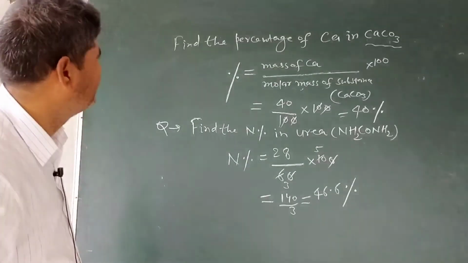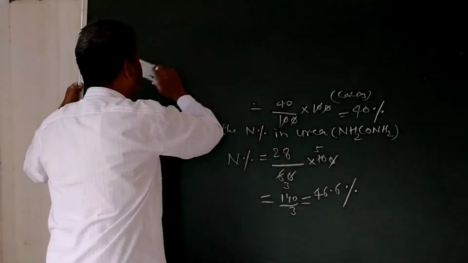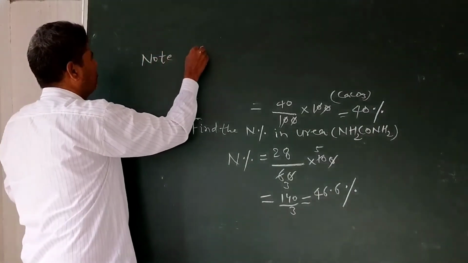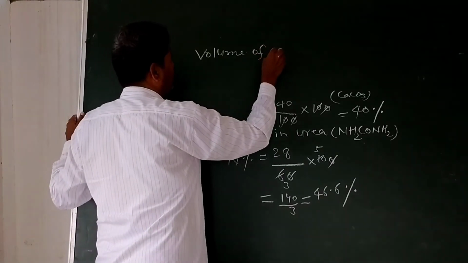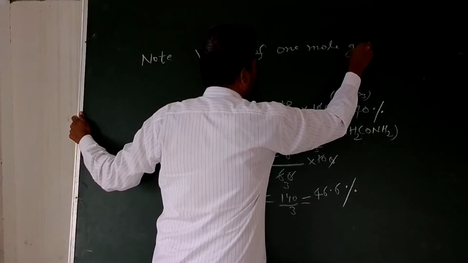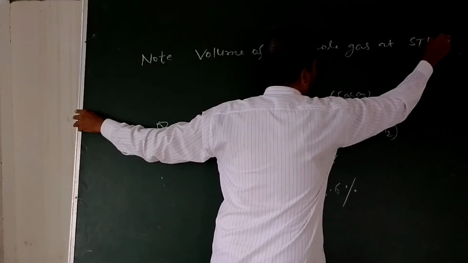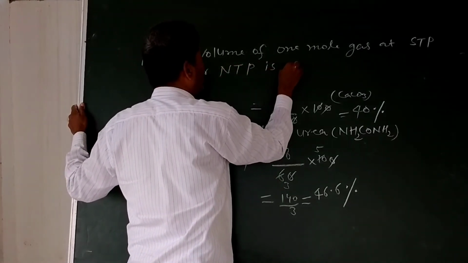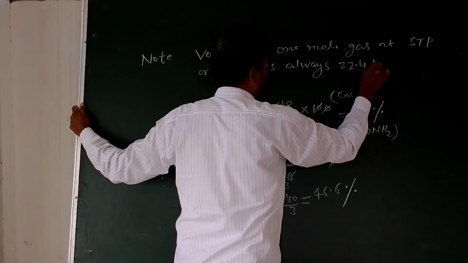At last, note: the volume of 1 mole gas at STP or NTP is always 22.4 liter.